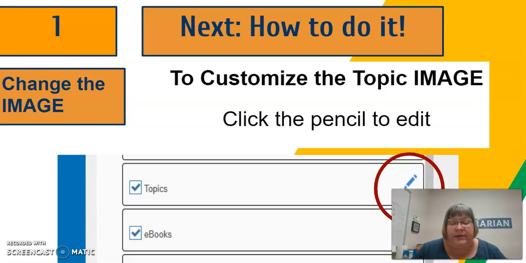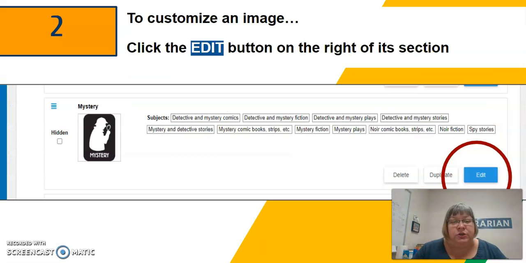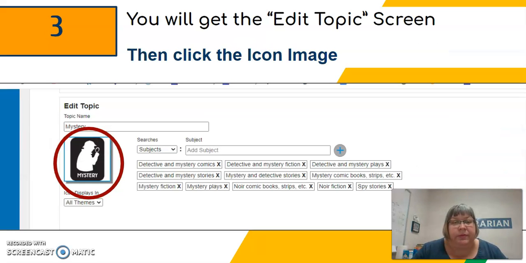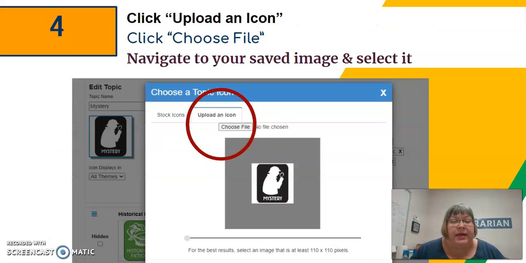So get into topics. You're going to choose your category. And once you're in the section, then we're going to edit. And you will get the edit topic screen. So it's a little pop-up box. And you simply click on the icon image. And I don't use the stock icons. I upload an icon and then you choose your file. This is very standard.